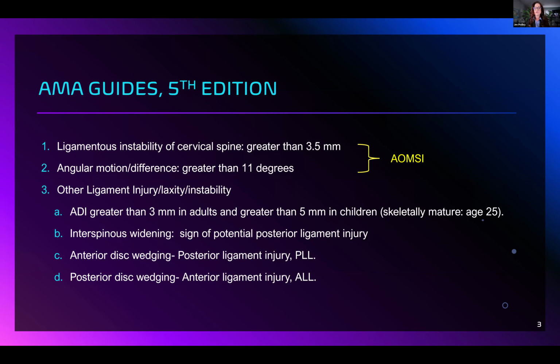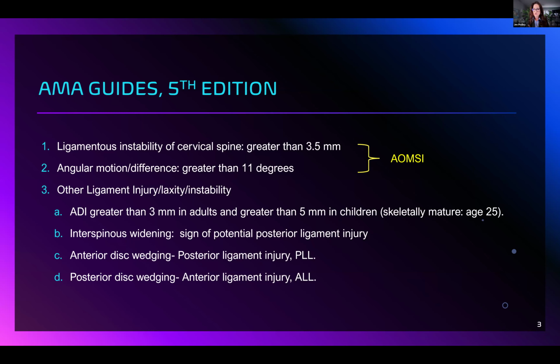Also, angular motion, which is also classified as angular difference. And we're only visualizing this on the flexion lateral x-ray of the cervical spine. And if it's greater than 11 degrees in difference relative to the areas above and below that segment, if it's greater than 11 degrees, then we have ligamentous instability.